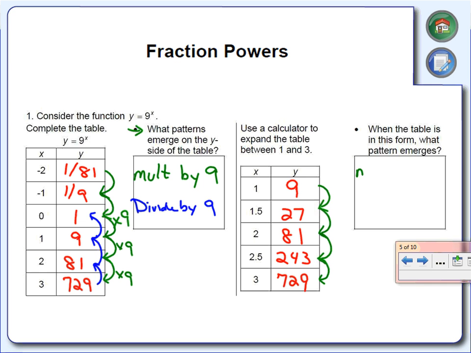So this time we're multiplying by 3. Of course, like we did earlier, if we go up the table, it would be just the opposite. We would be dividing by 3. So if we go down, we're multiplying by 3. If we go up the table, we're dividing by 3.